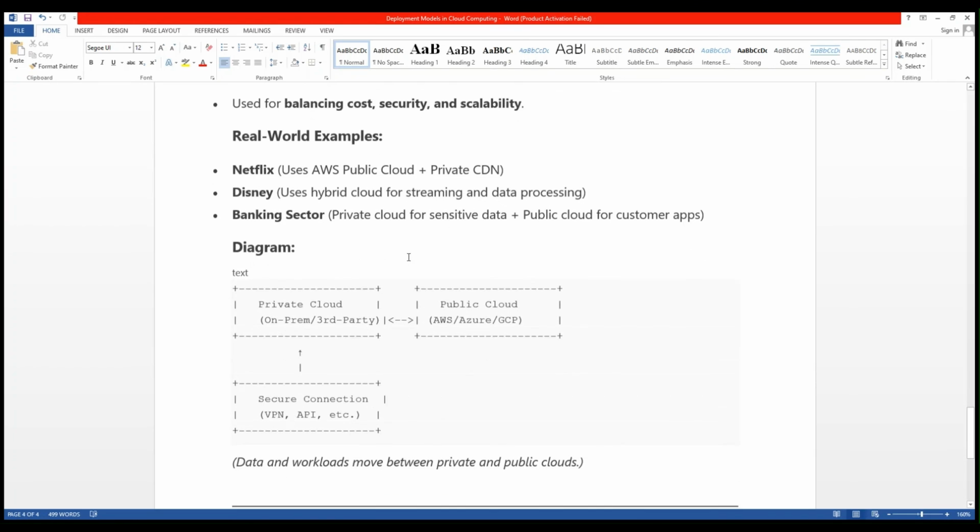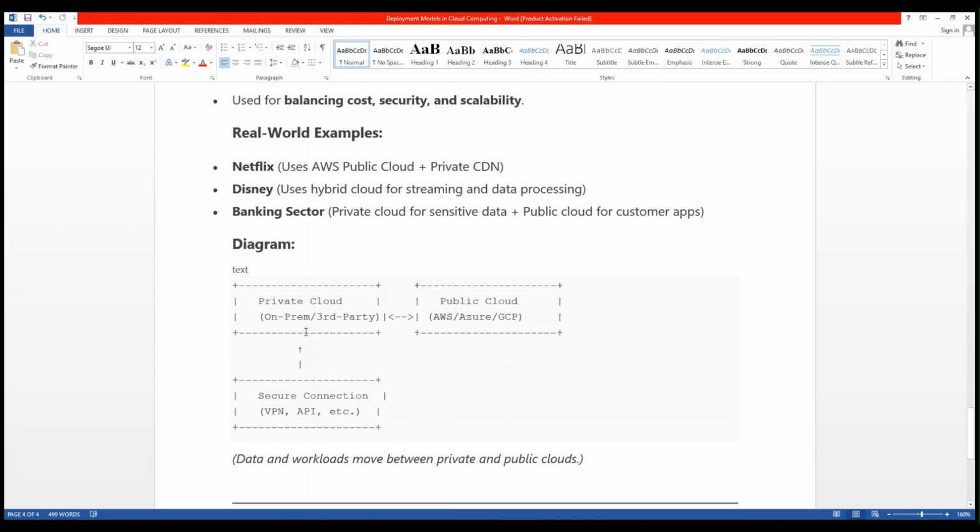Just try to understand this diagram: private and public cloud both exist in the same location, and they can access each other as well. The data from the public cloud can be portable to the private cloud, and the private cloud can be accessible to the public cloud, but they have their own permissions and rights as well.